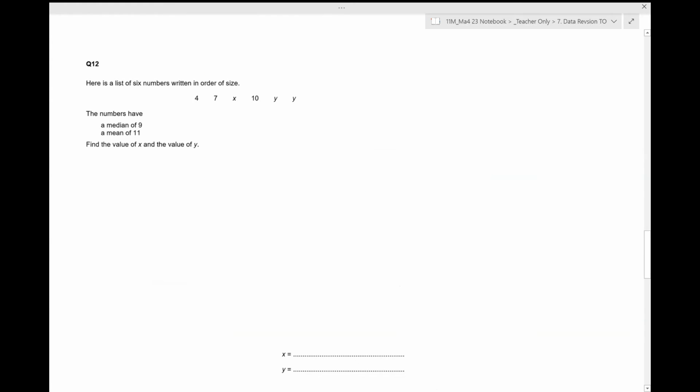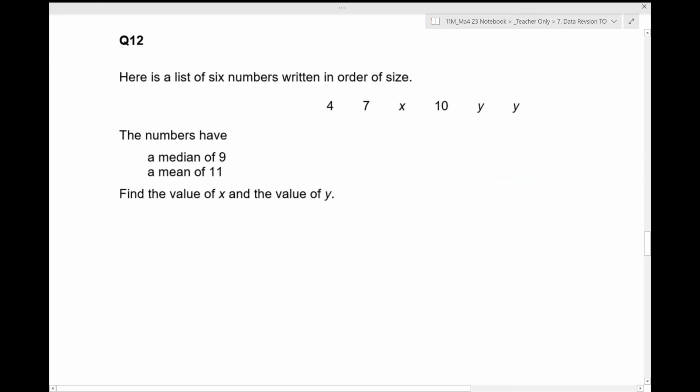Question 12. Here are 6 numbers written in order of size: 4, 7, X, 10, Y and Y. Look out, Y and Y, they're going to be the same number, aren't they? Just repeated. Right, the numbers have a median of 9. Okay. That means that I know that 9 is going to go in here, in between 10 and X. So I know that X has got to be 8, right? So now I've got 4, 7, 8, 10, and the same number repeated twice, Y and Y.